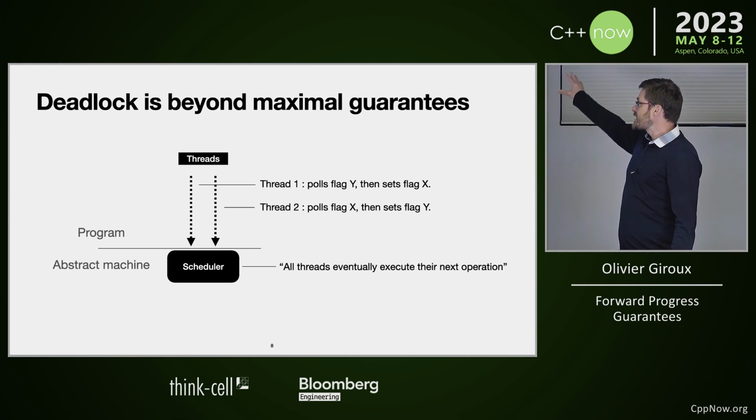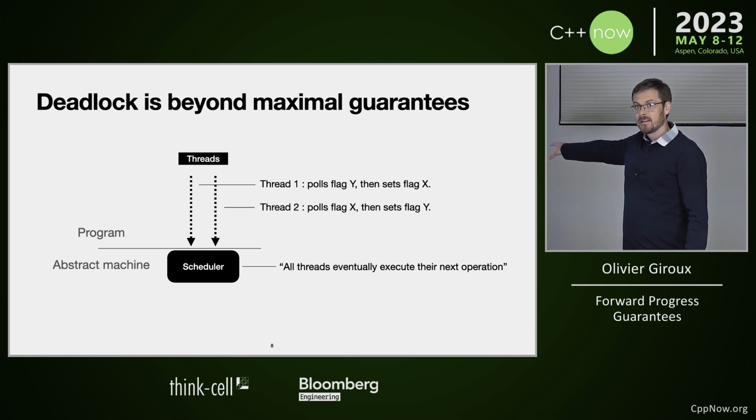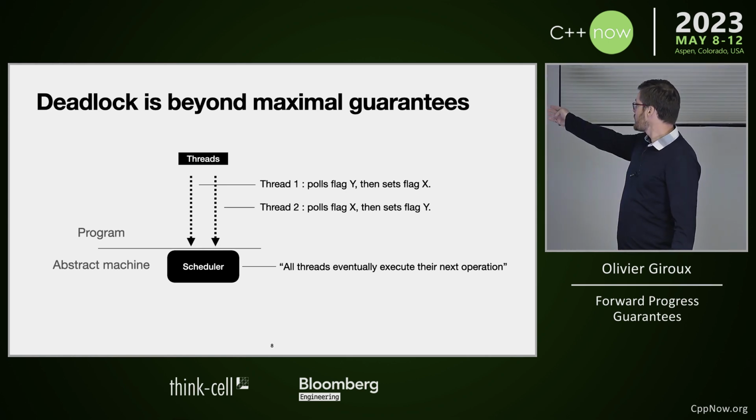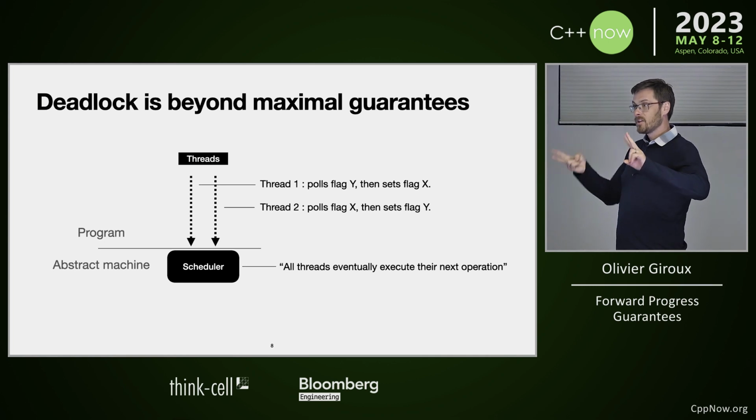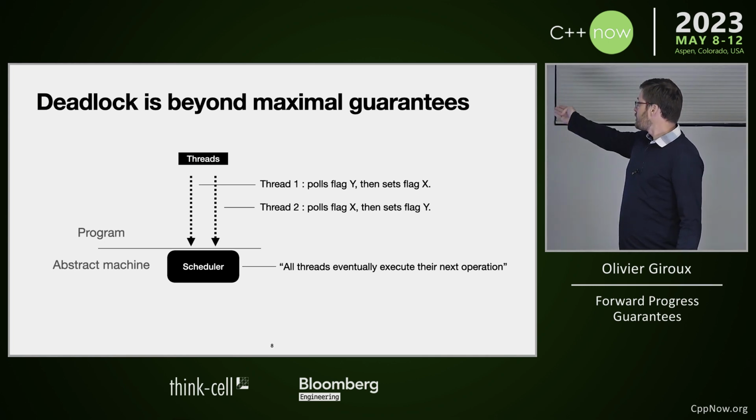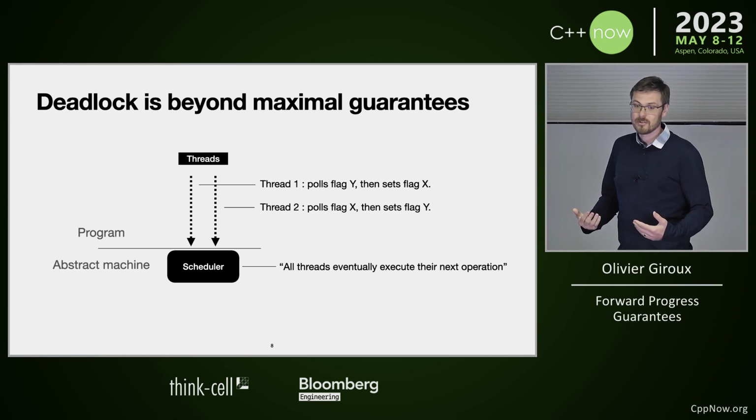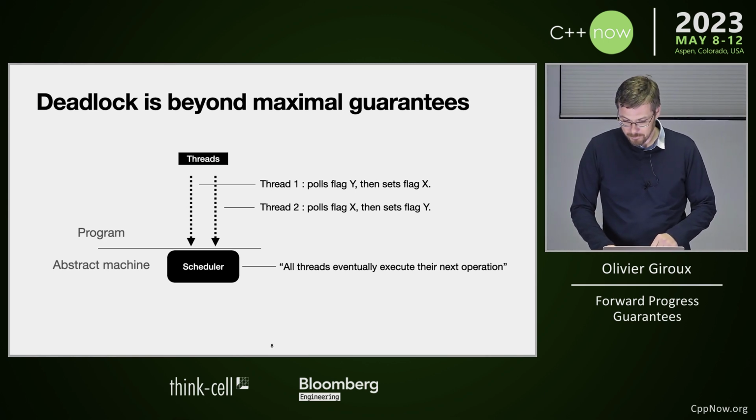If I write code that exceeds the maximal guarantee, then I have a deadlock. Here, for example, both my threads are polling, and then after seeing a flag, they'll set another flag, and they switch on which flag. This program can never finish because thread 2 never sets flag Y, so thread 1 never sets flag X, and so therefore thread 2 can never clear, right? Okay, so that's a deadlock.